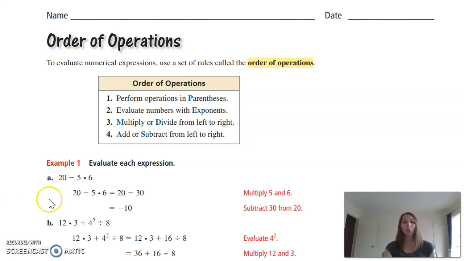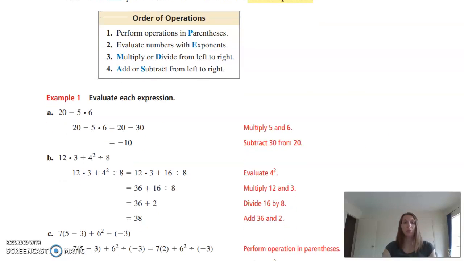Perform operations in parentheses. Evaluate numbers with exponents, that's squared, cubed, multiply or divide from left to right, and then add or subtract from left to right. So for example, you will see evaluating expressions 20 minus 5 times 6. So the first step that you need to do is multiply 5 times 6. What's 5 times 6? 30. So you'll see here it's 20 minus 30, which leaves us with negative 10.